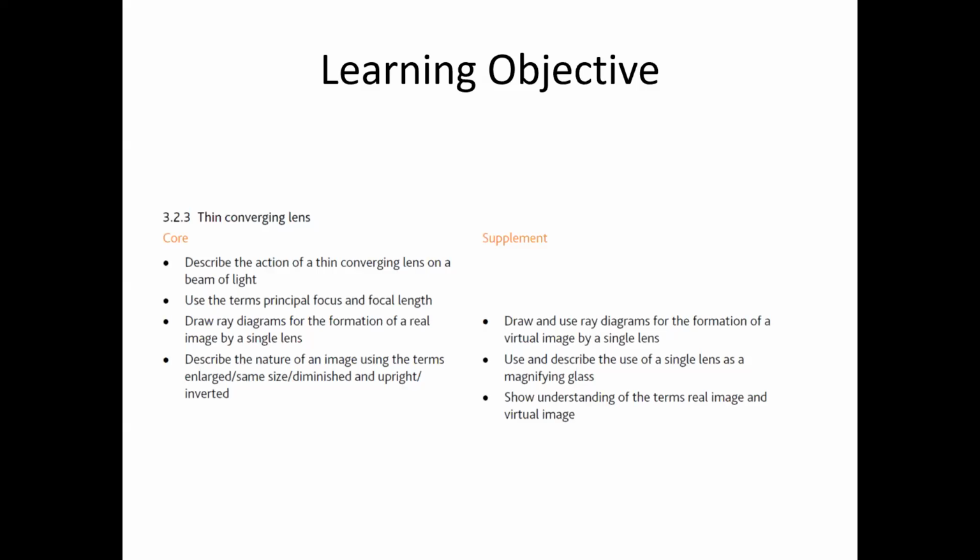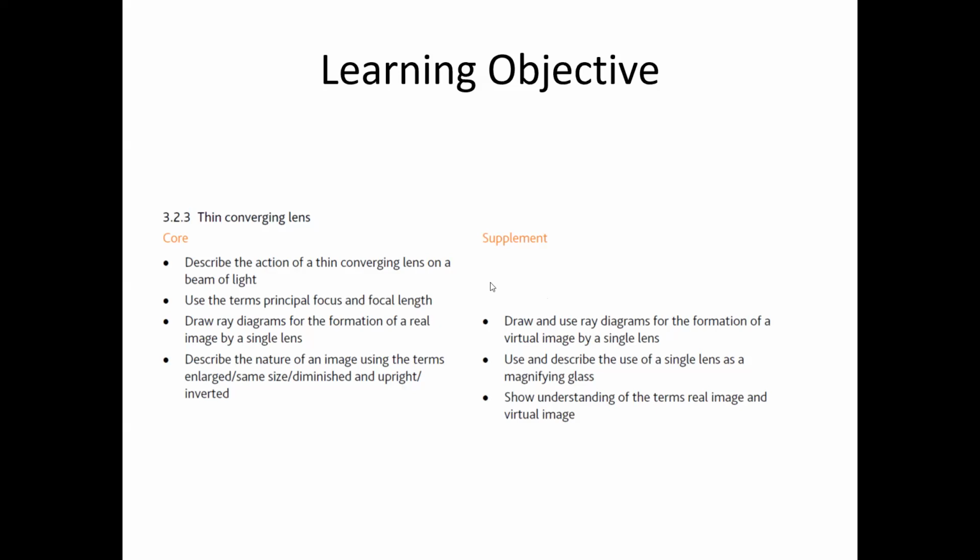So this session is related to thin converging lens. The learning objective: you should be able to describe what will happen to the light when it is passing through a converging lens. Then you should be able to use the terms focus and focal length. And the last part, you should be able to draw the diagram to show how the real image is formed and how the virtual image can be formed, and understand the difference between the real and the virtual images.